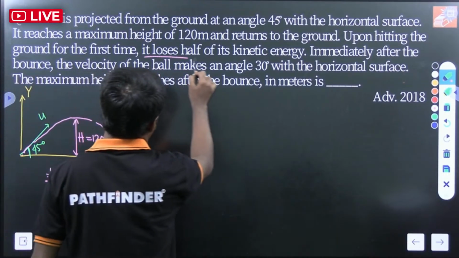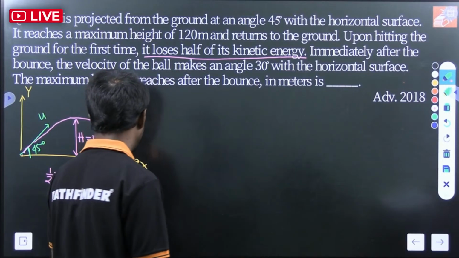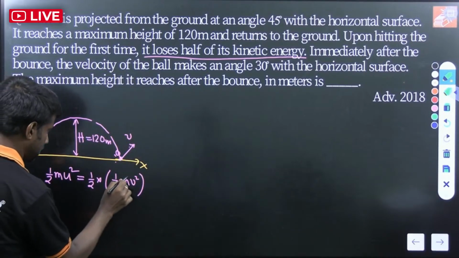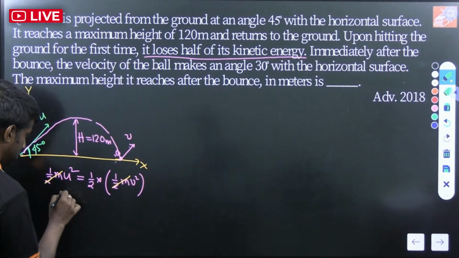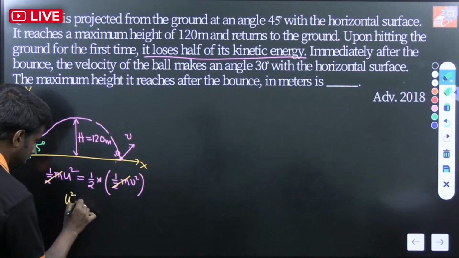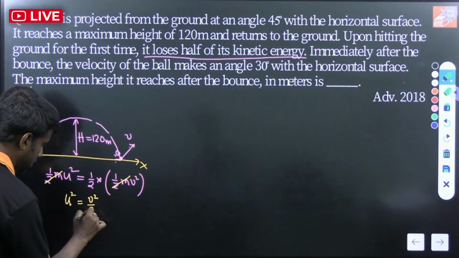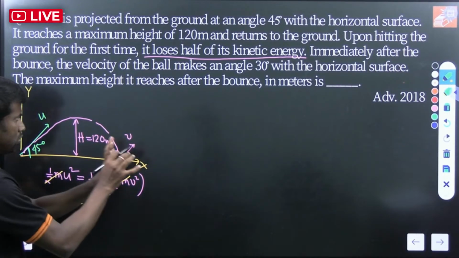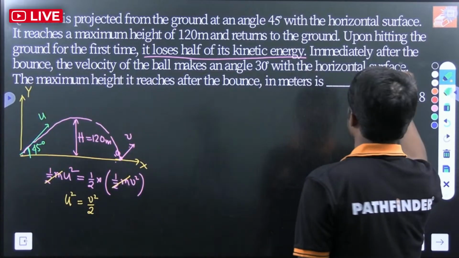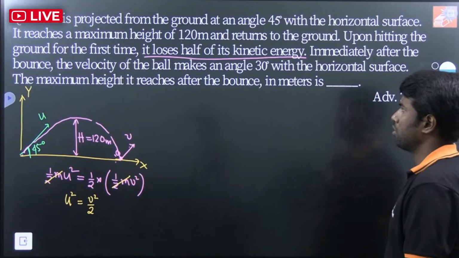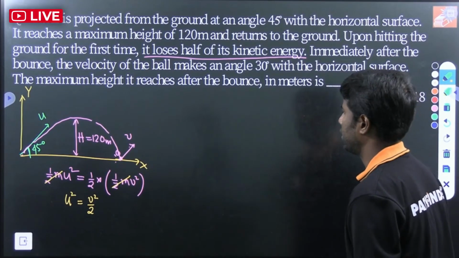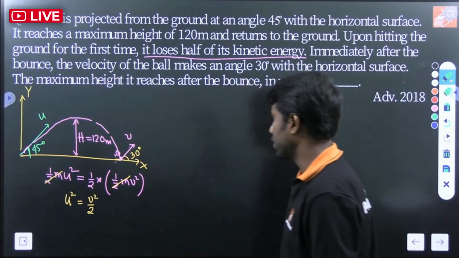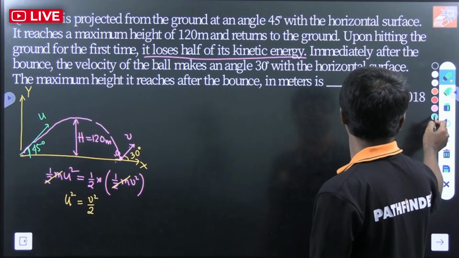It loses half of its kinetic energy. So now if half of the kinetic energy is lost, we can cancel half m on both sides, and from there we can get that u square is equal to v square by 2. This formula we will be using later. Immediately after it rebounds, the velocity of the ball makes an angle of 30 degree. Now they said this angle is 30 degree. That angle also changed.